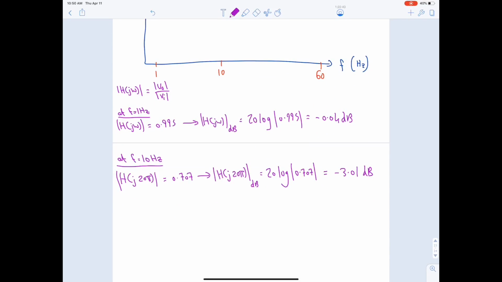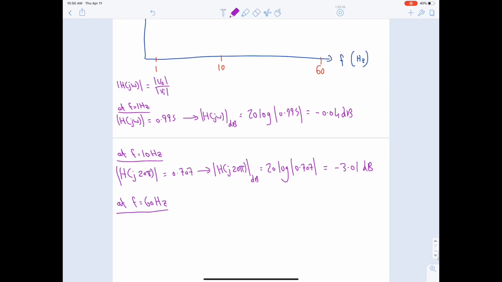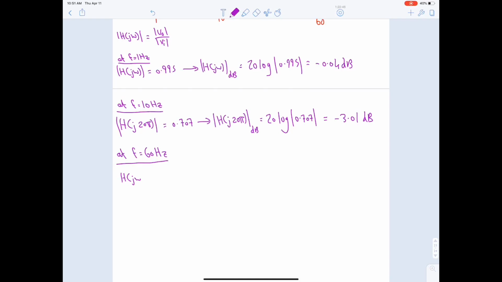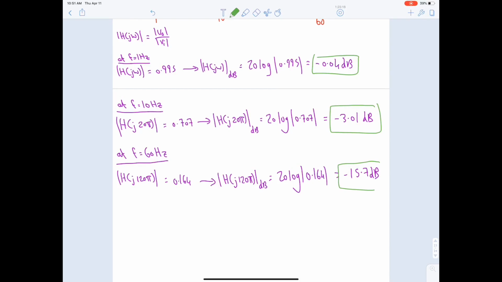Okay, at F equal to 60 hertz, the magnitude is equal to 0.164, and in dB it will be minus 15.7 dB. Okay, so those are the 3 values in decibels. Let's plot them.